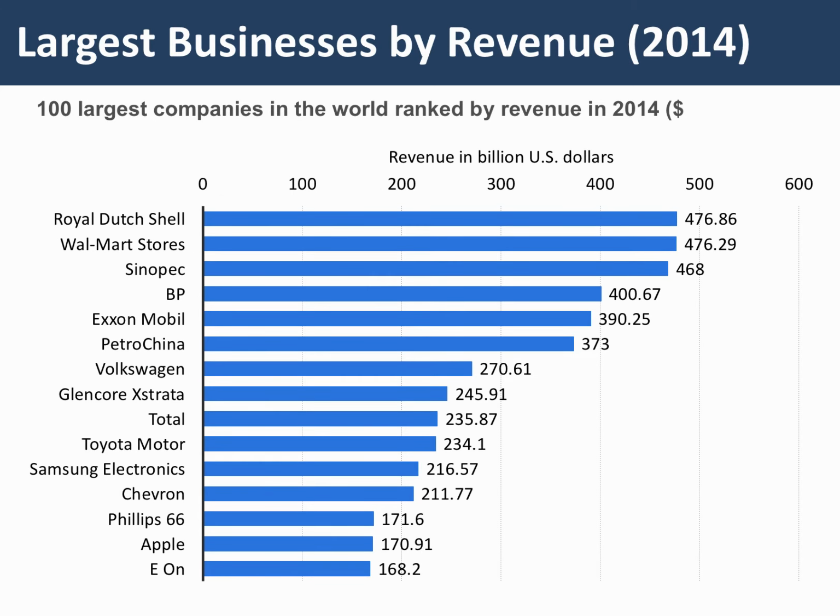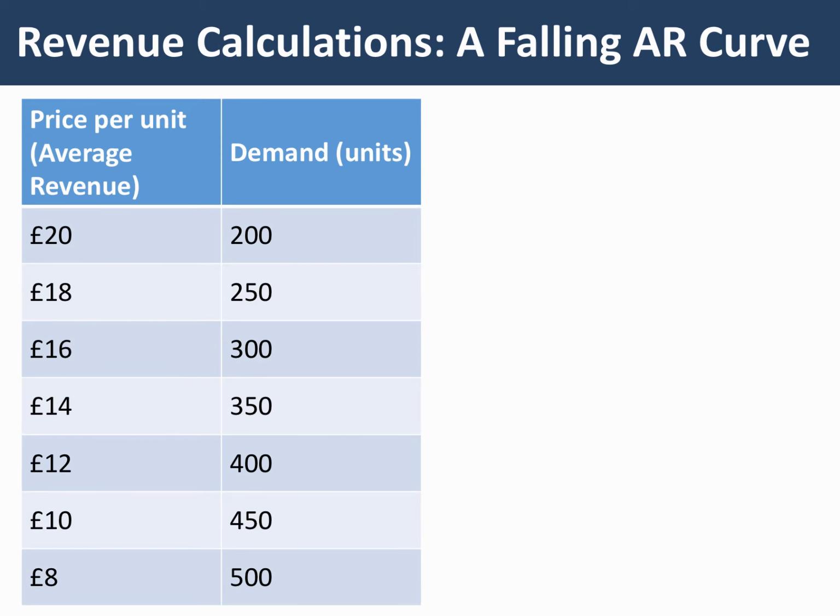Before we do that, here's a chart showing the largest businesses by revenue in the world. And take a look at the types of businesses there. It's dominated by oil companies, by giant retailers, by telecoms and by car makers. These firms generate hundreds of billions of dollars of revenue each year. Let's have a look at how we do some simple revenue calculations.